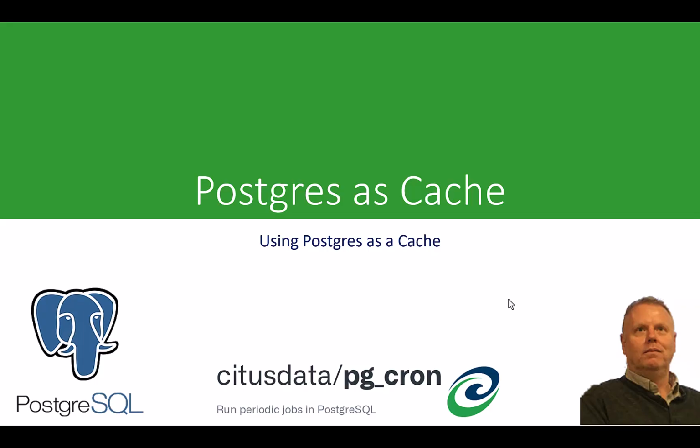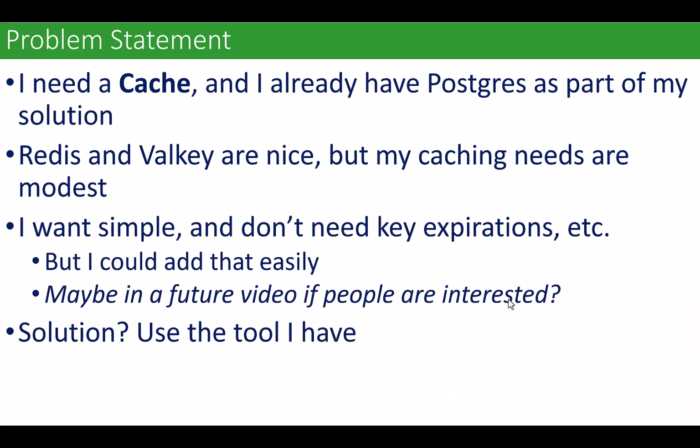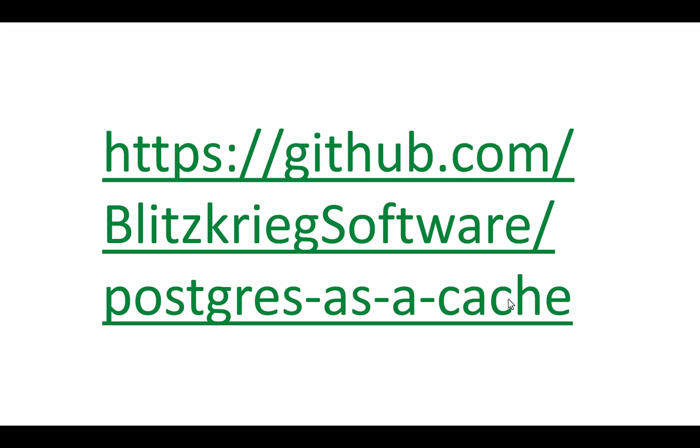This time we're going to use Postgres as a cache. So, problem statement. I need a cache. Redis and Valkey are nice, but my caching needs are modest. I just need a simple cache. And I have Postgres. Let's use the tool I have.